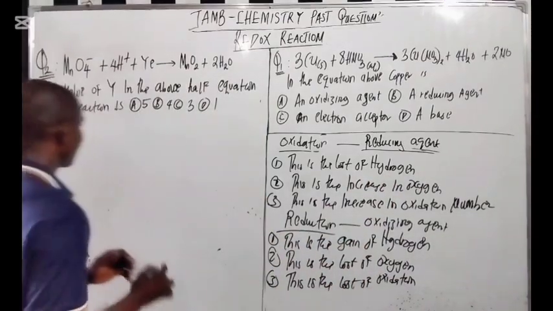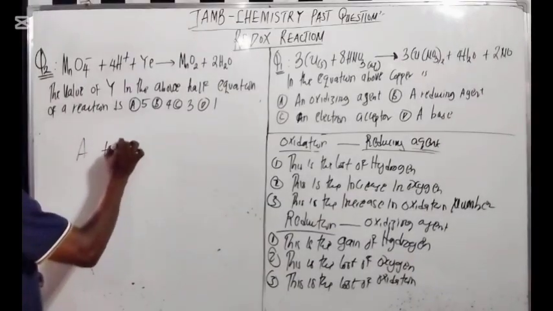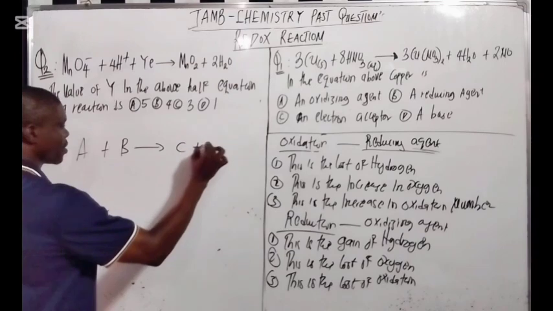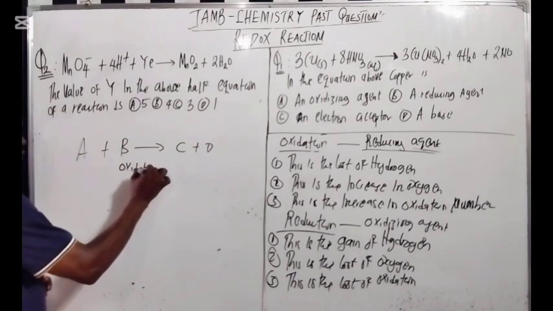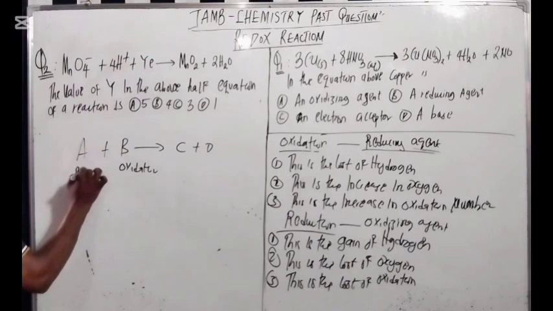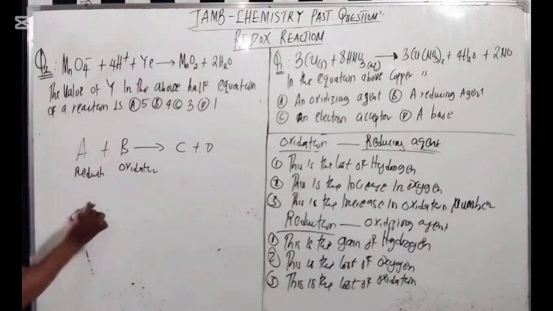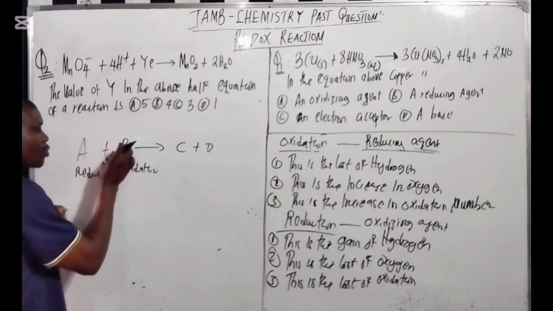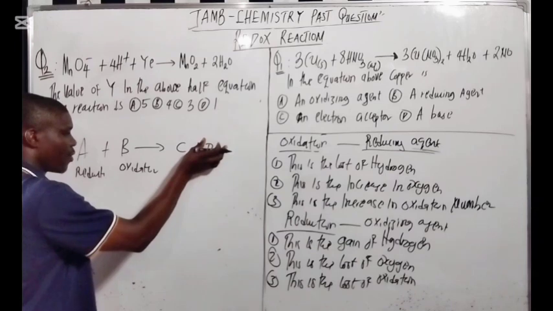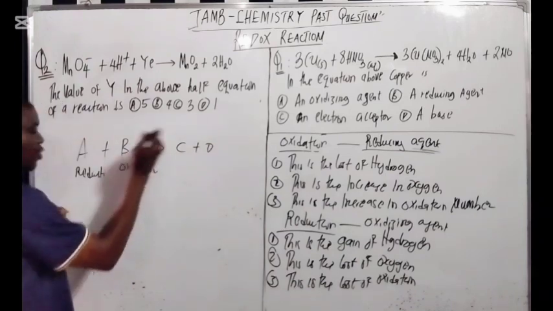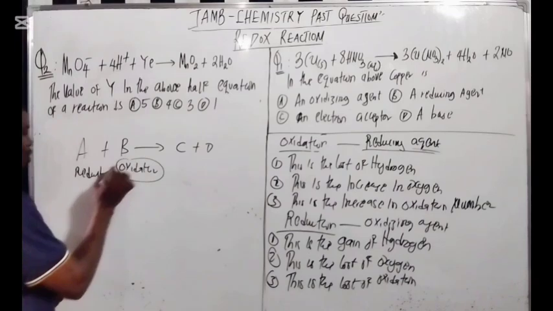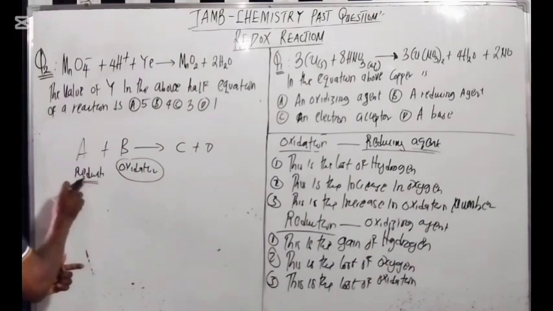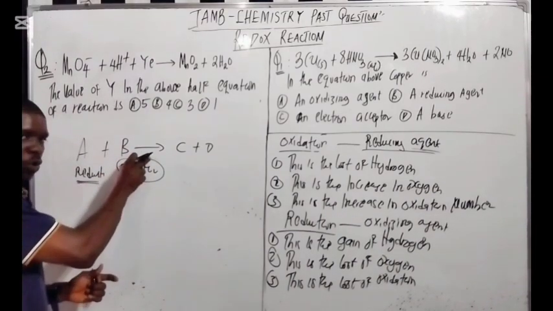Now let me explain for you here. Here we have A plus B, give you what? C plus D. Now let's say this one undergoes what? Oxidation. And this one undergoes what? Reduction. Okay. Now this guy undergoes oxidation to produce this guy here, and this one undergoes reduction to produce this one here. For example, what made this guy undergo oxidation is this guy. This is the agent that makes oxidation occur.